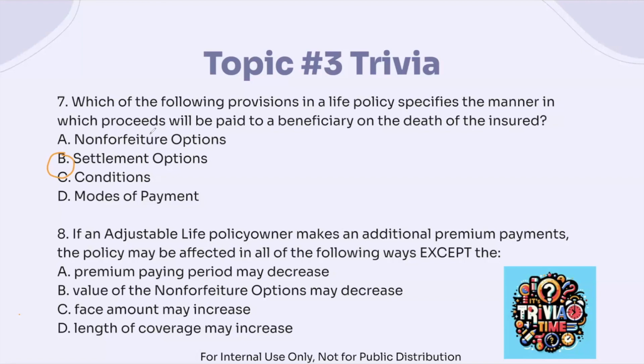You really need to think about what happens in an adjustable life policy, which is like universal life, for example. If the policyholder makes an additional premium payment, what would happen? The policy may be affected in all of this except what? So you'll see these type of questions often too. We want to think about, well, the premium paying period may decrease. That's correct, so in this question, it would be incorrect, because we're thinking about which is false. Except what?